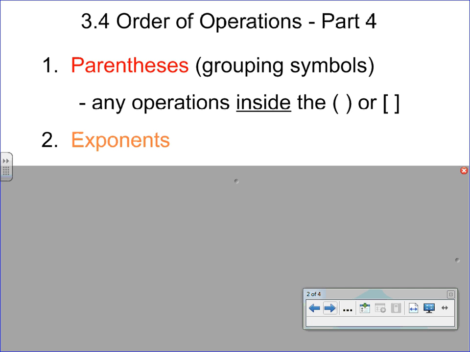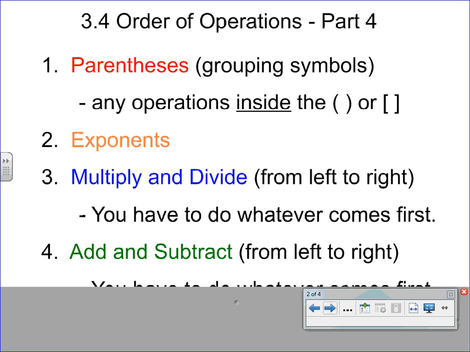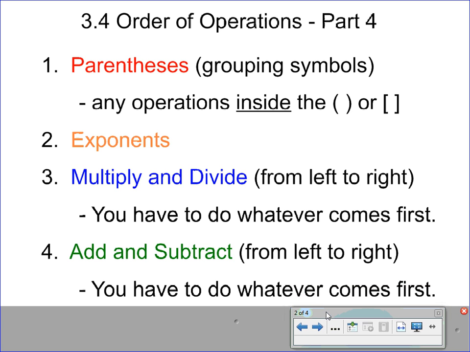Once our parentheses are completed, we have to look for any exponents. The third step is to multiply and divide from left to right, which means you have to do whatever comes first in the problem. And then you finish up with any addition and subtraction from left to right, where again you have to do whatever comes first.